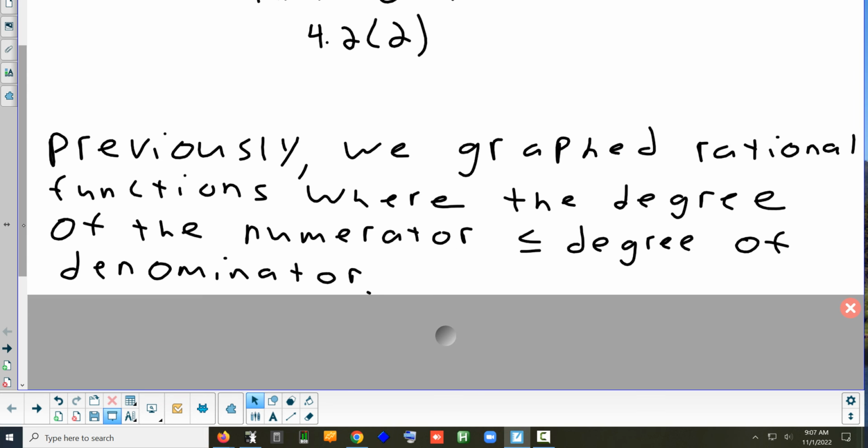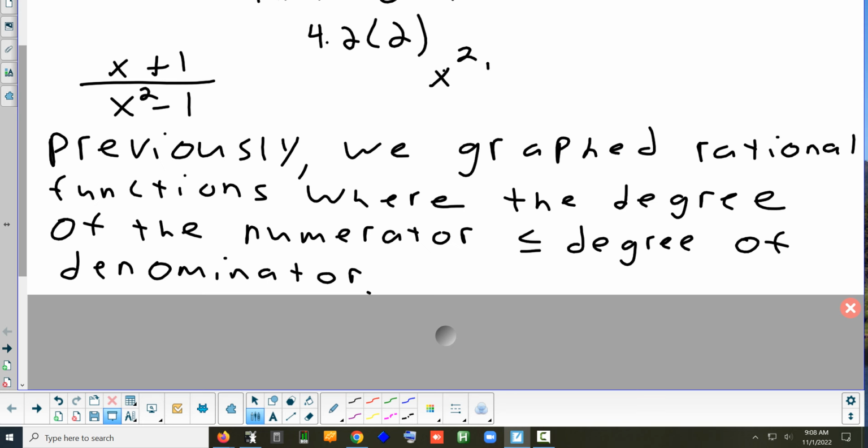Okay, we looked at graphing problems where the degree of the numerator was either equal to the denominator or smaller. Here's an example. So we might have done like x plus 1 over x squared minus 1. In fact, I think that was an exact problem in the homework, or very, very similar. But the degree in the top is smaller than the bottom. We also did something like this. Say x squared plus 3 over x squared minus 5x. In a problem like that, the degrees are equal.